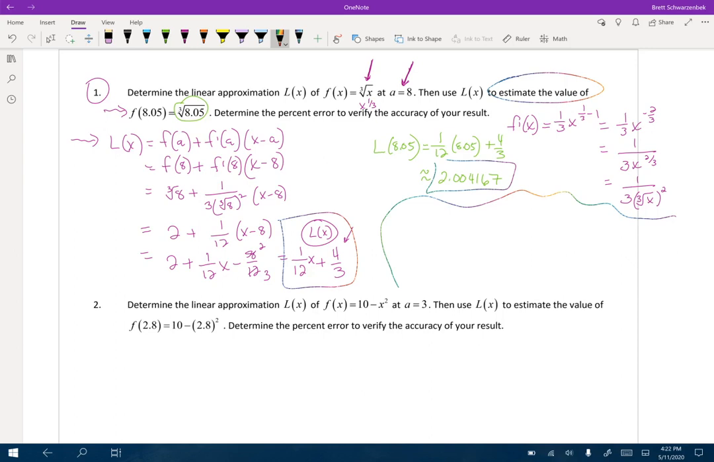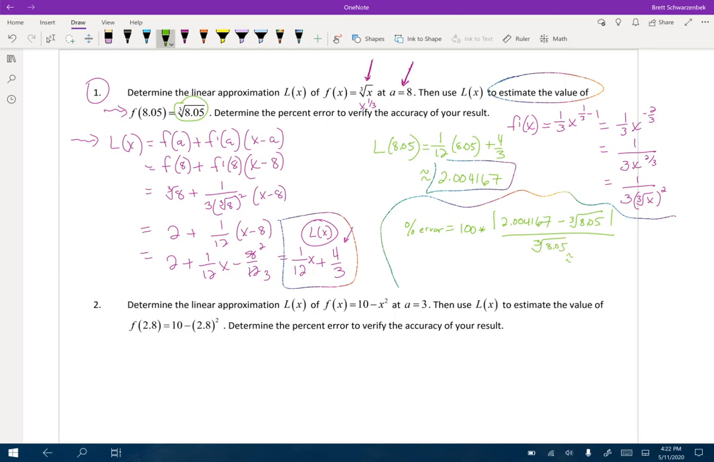So percent error is going to be equal to 100 times the absolute value of our value that we approximate, our linear approximation, which is right above us there, minus the cube root of 8.05, over the cube root of 8.05. If you want to put the decimal there, that's fine. I'm putting it here because I want you to see how close it is.